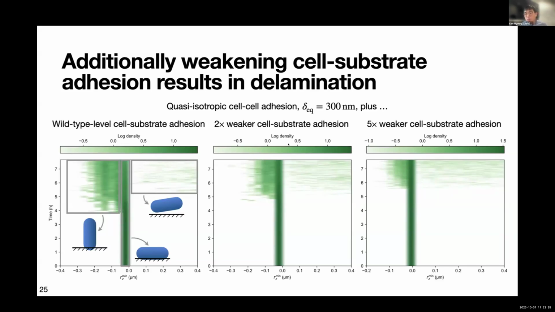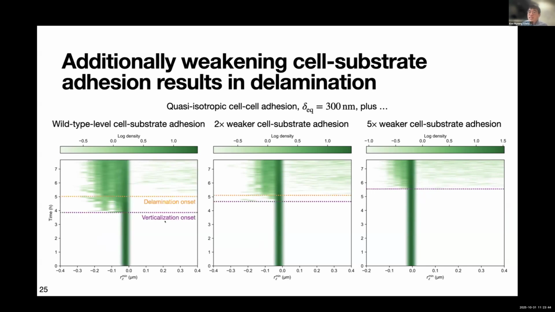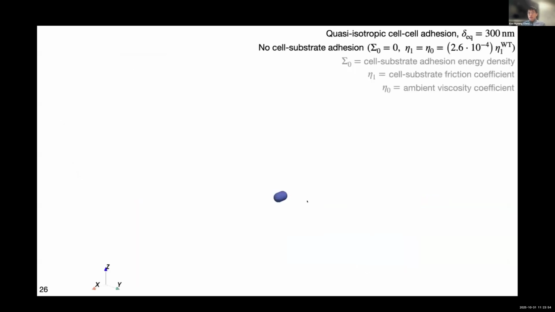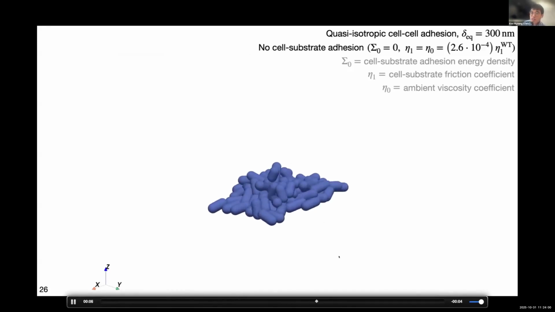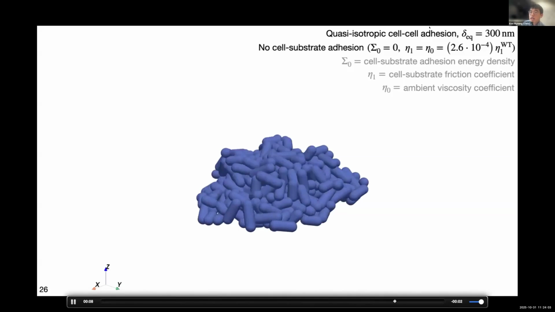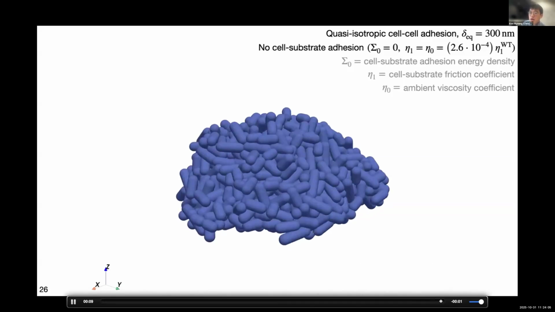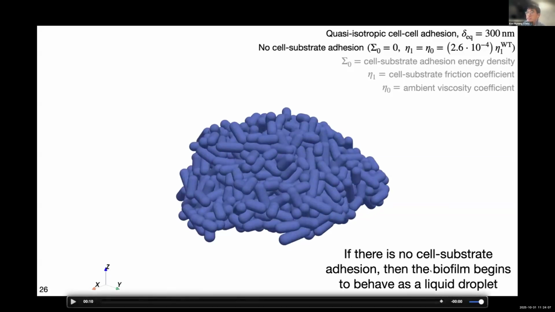And what we see is that as we weaken cell-substrate adhesion more and more, we get more and more cells in this subpopulation of the biofilm. But we also delay the onset of verticalization and delamination, right? Because the biofilm can spread further because of weaker cell-substrate friction. And finally, one last simulation to show you here. What if we have no cell-substrate adhesion and only strong cell-cell adhesion? Then we see that the biofilm begins to behave as a liquid droplet.